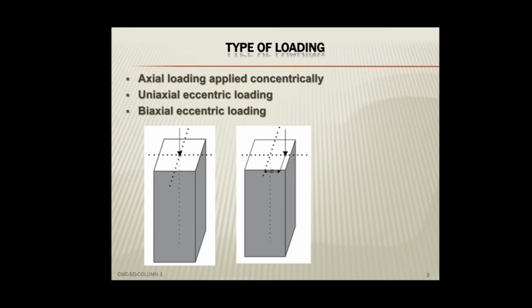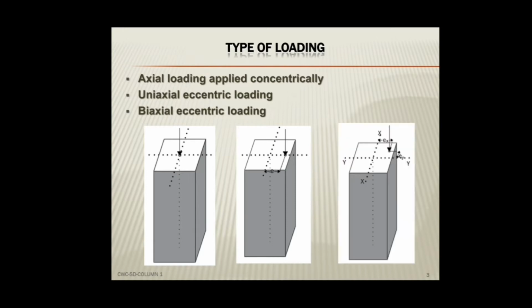The third and the last one is biaxial eccentric loading. Here, loading is eccentric with respect to both the axes. That is, along with axial compression, there will be bending moments in two perpendicular directions about the major and minor axis of the column section. So, this video deals with columns with the first type of loading condition, that is axial loading applied concentrically.